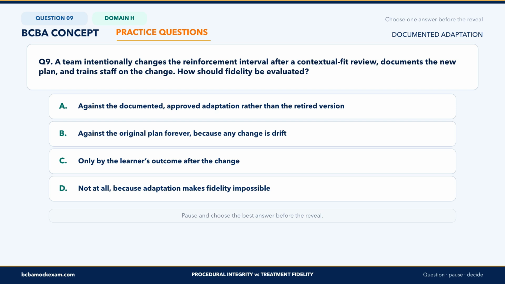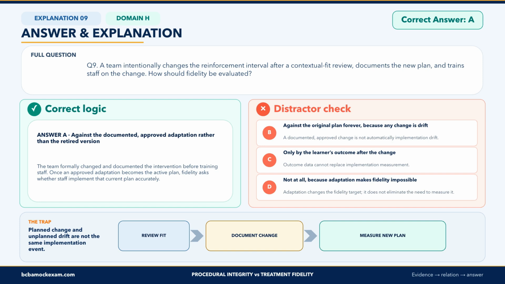A. Against the documented, approved adaptation rather than the retired version. B. Against the original plan forever, because any change is drift. C. Only by the learner's outcome after the change. D. Not at all, because adaptation makes fidelity impossible. Before the reveal, ask what the stem proves and what it leaves unknown. The evidence supports A. Against the documented, approved adaptation rather than the retired version.